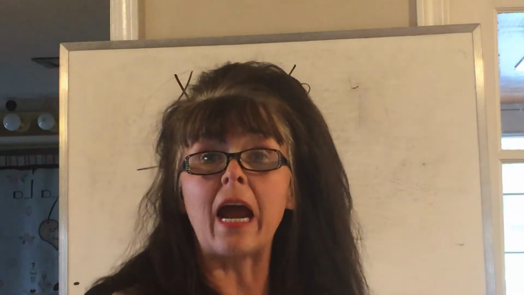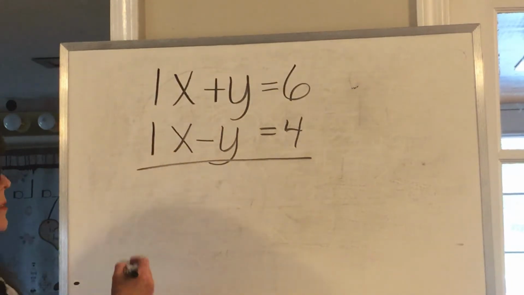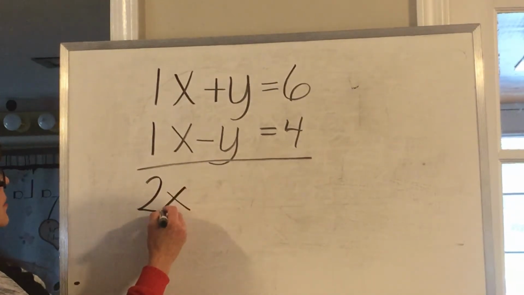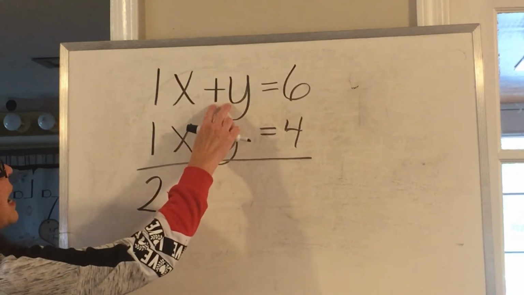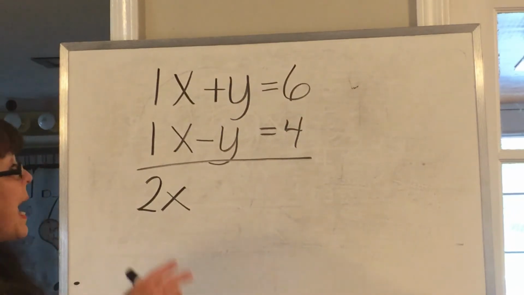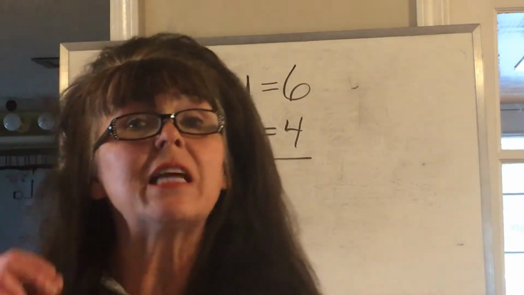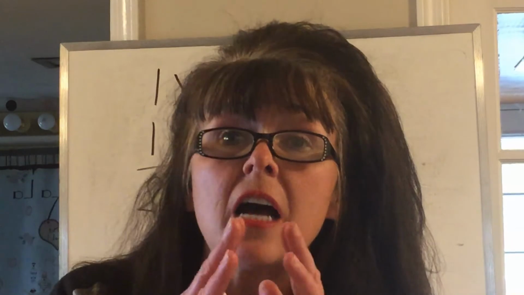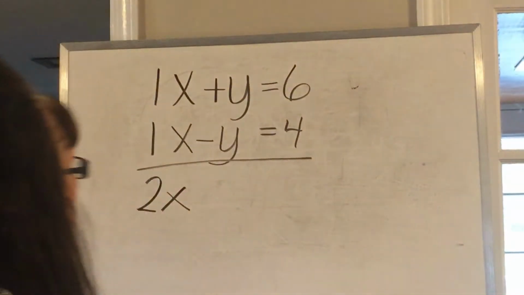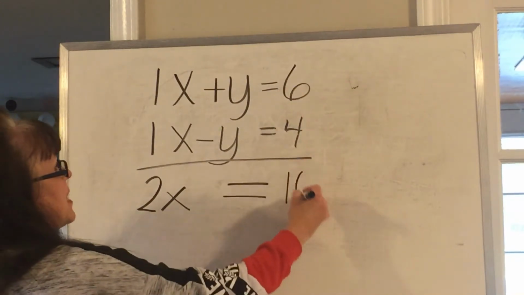How do you know when to add or subtract? You go by the rules. Same signs you add, different signs you subtract. So what is a 1x plus a 1x? Very good. 2x. What is a positive y minus y? Well, those are opposites, so they're going to give you 0. And I'm not going to write that down because that would be 0y. 0 times y is back to 0. Not going to write it down. Okay? So bring down my equal sign, and then 6 plus 4 is 10.